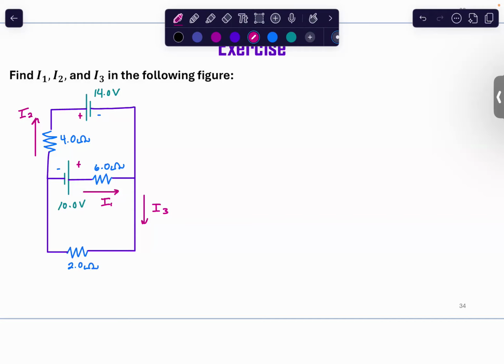The top loop only has a few elements. So look here, your bottom loop, you have resistor, battery, resistor for a total delta V. Your top loop, you have resistor, battery for a total delta V. I see. Yeah.